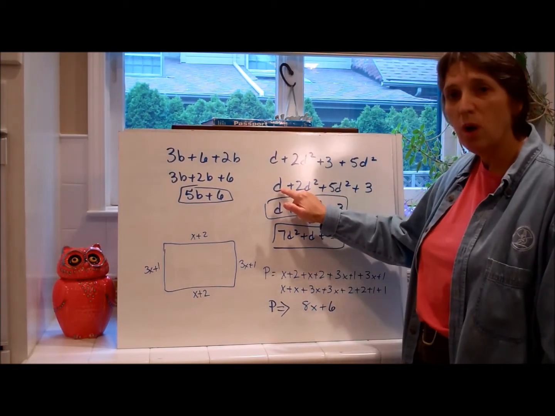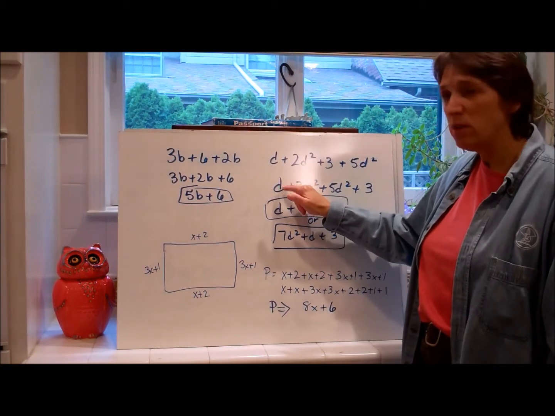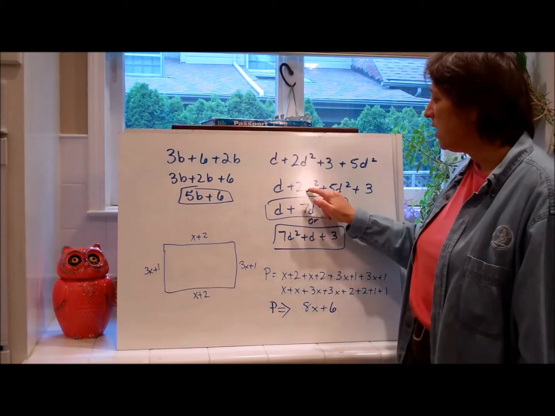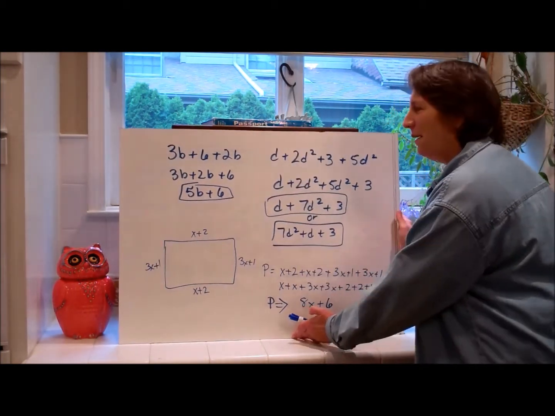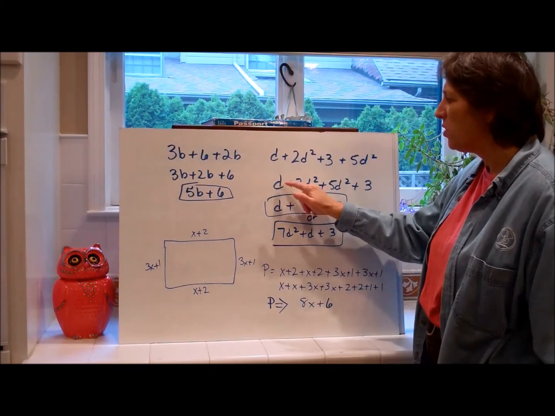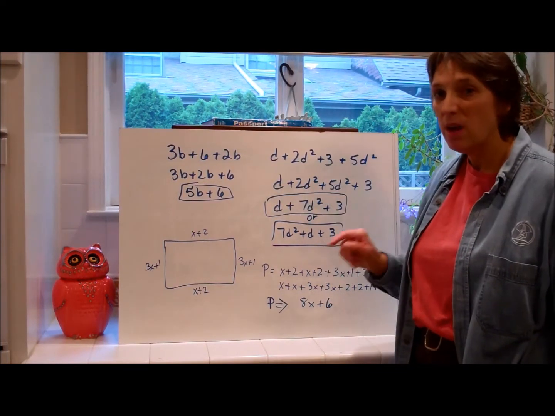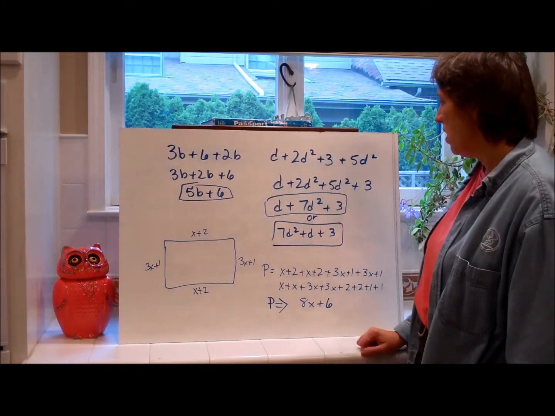this exponent is what? 1. If there's no exponent, it's to the first power, and this exponent is 2. These cannot be added because this is not the same term as d squared. You got to remember that. Students make a lot of mistakes with that particular problem.